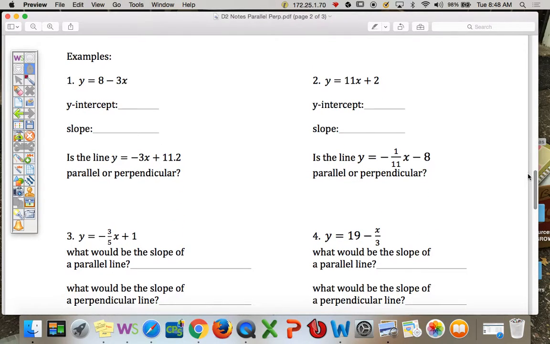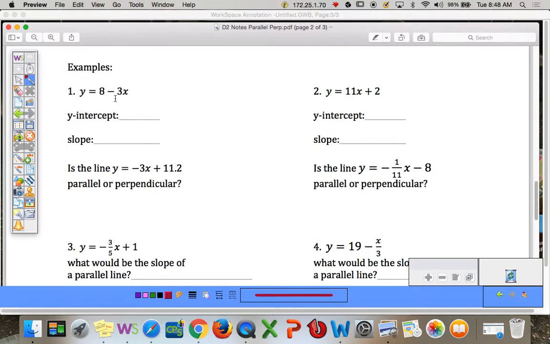So let's practice the types of problems you're going to see today. So like yesterday, you should be able to identify slope and y-intercept. The y-intercept is the number by itself when y is by itself on one side. So here the y-intercept is 8. The slope is negative 3. The slope is the number next to the x. Is the line y equals negative 3x plus 11.2 parallel or perpendicular? So does it have the same slope, or is it flipped and the opposite sign? So here the slope's negative 3, they match, so this line is parallel.